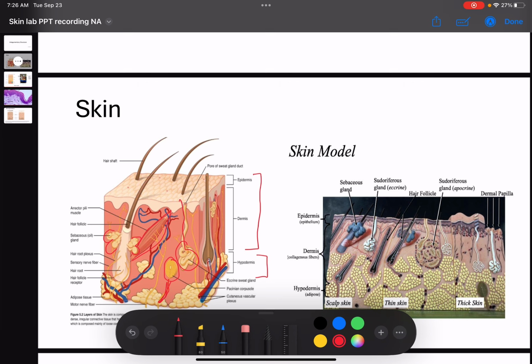So what else? There are a lot of blood vessels in the dermal layer. In the epidermal layer, you don't see that. In the hypodermis, this particular portion, you see a lot of fat molecules.